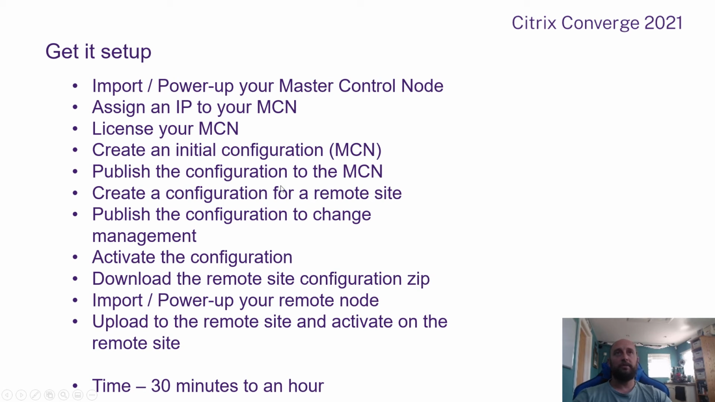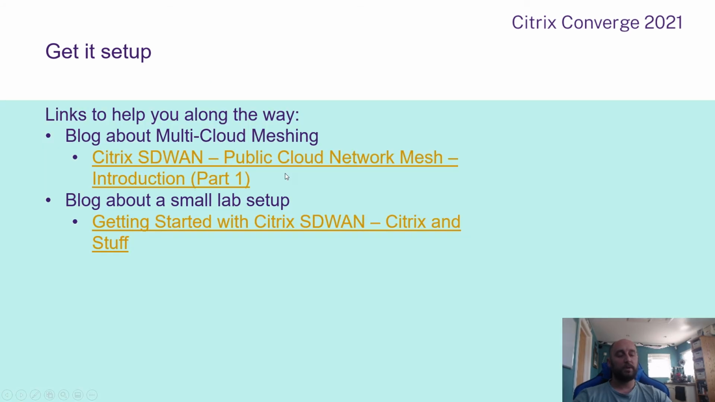And I'll show you a few different blogs that I have on how to do this stuff. There's a blog about multi-cloud meshing. That's a 6-part series, so that's quite a long one. That's going to take you more than 30 minutes to an hour because you'll be deploying an appliance on each cloud provider. However, you don't have to do them all. You could just do 1 or 2, doesn't matter.